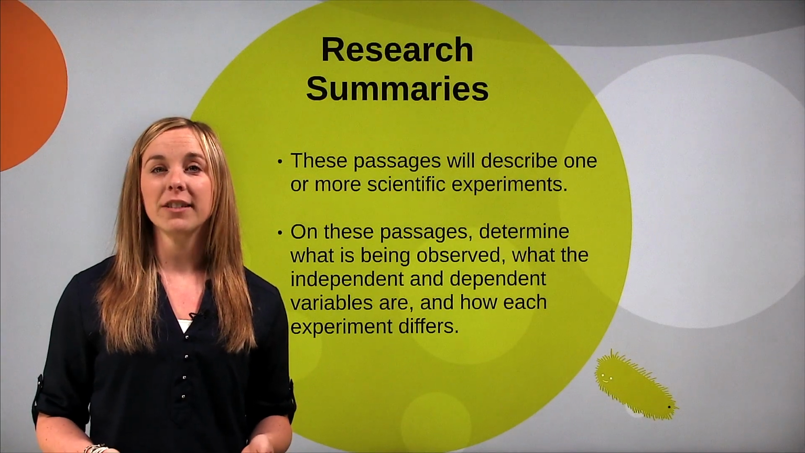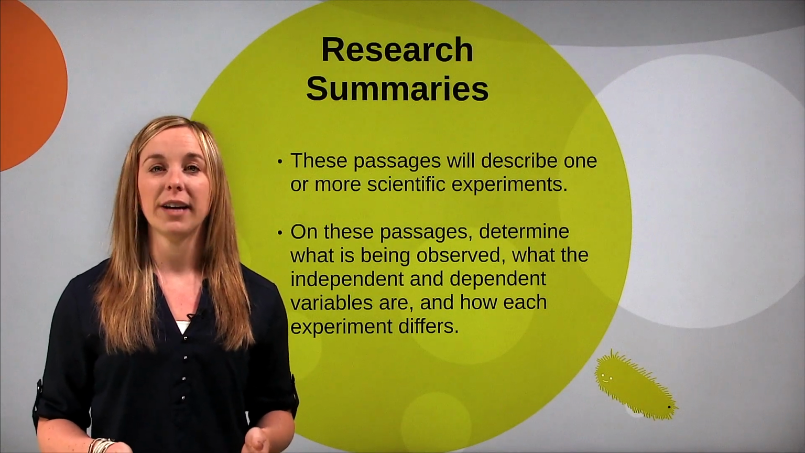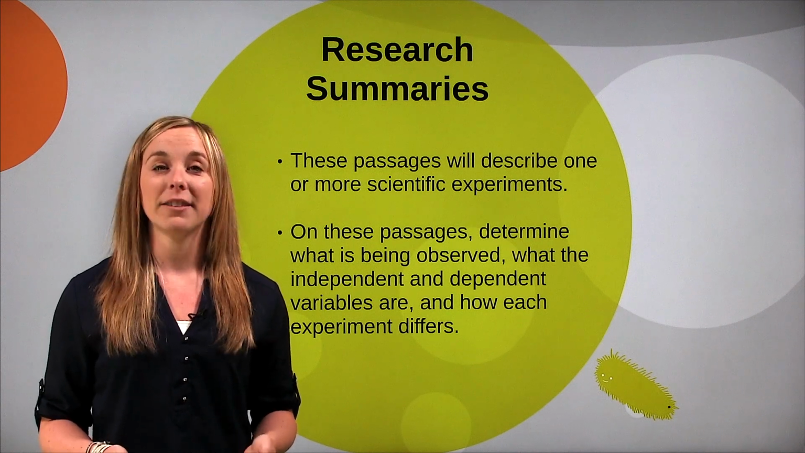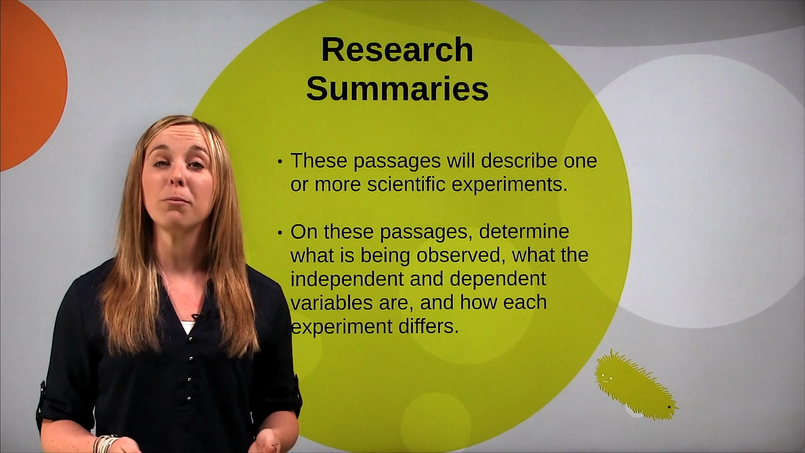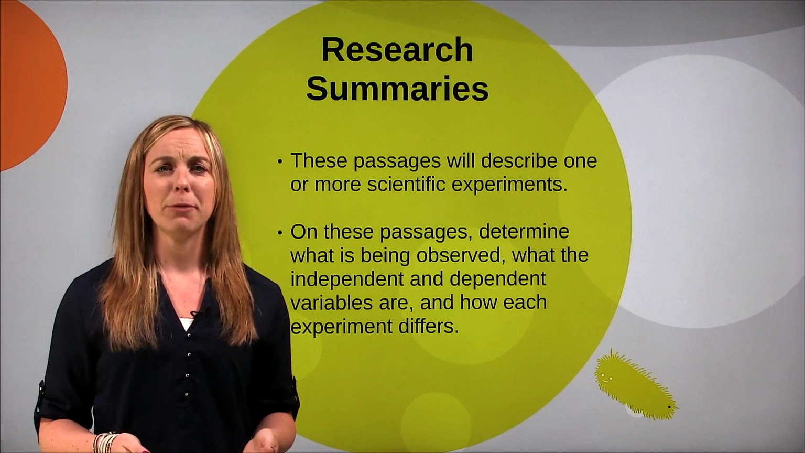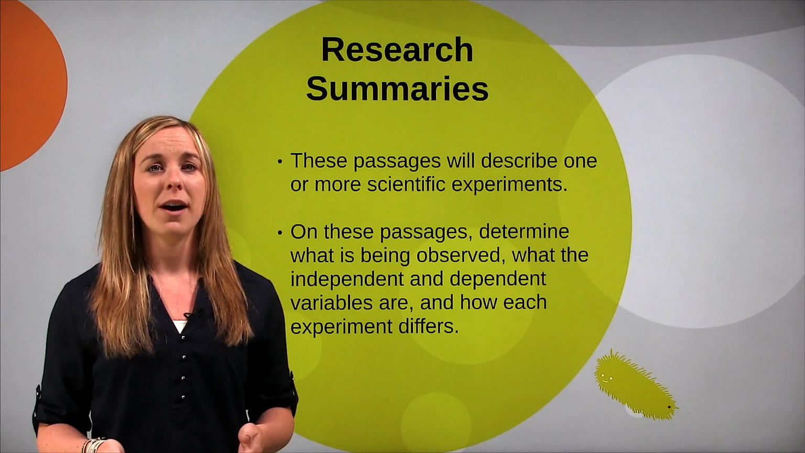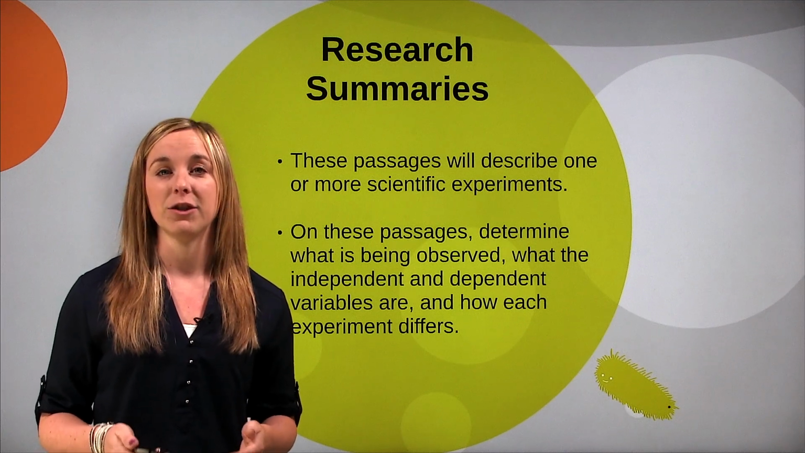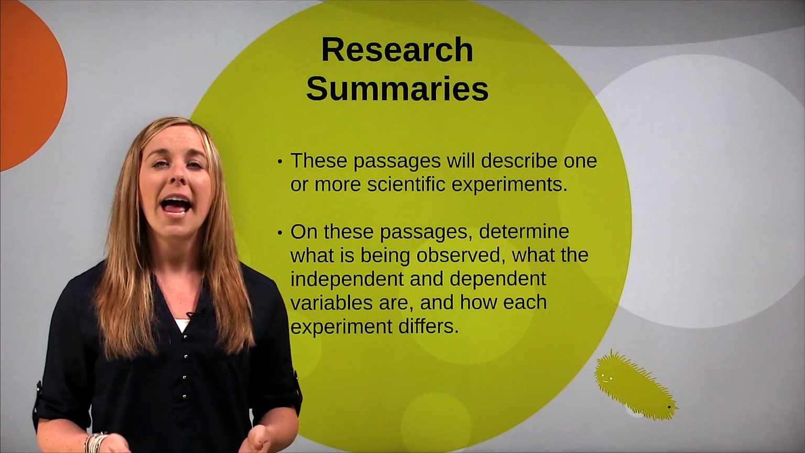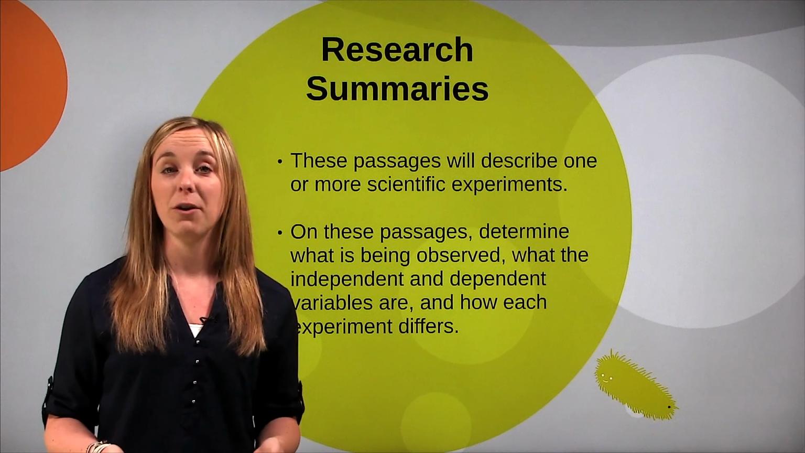Research summary passages are the second type of passage you will encounter during the science section of the ACT. These passages will describe one or more scientific experiments. Look for labels like Experiment 1 or Trial 2 to help you identify this passage type. Questions will focus on experimental design and interpretation of experimental results.